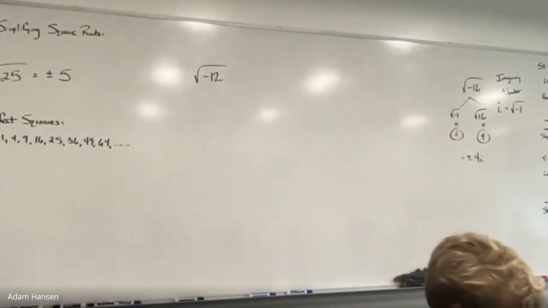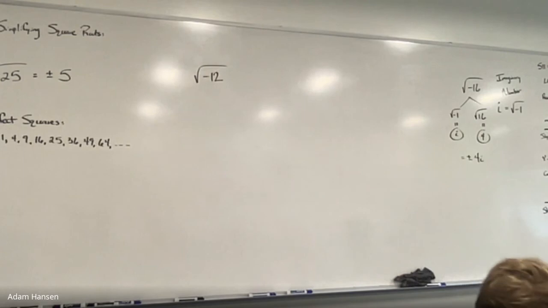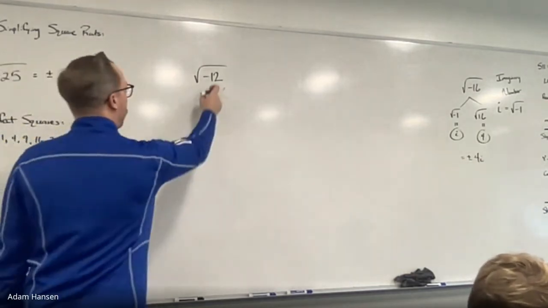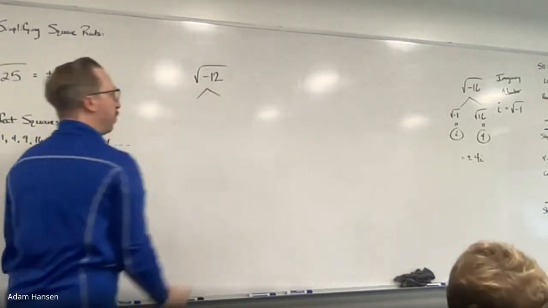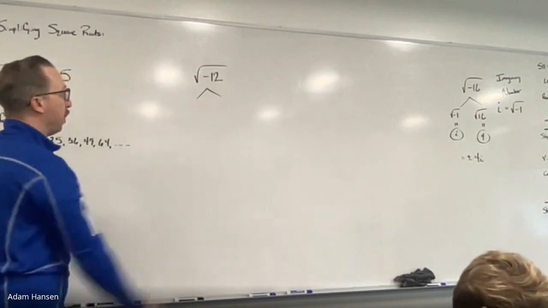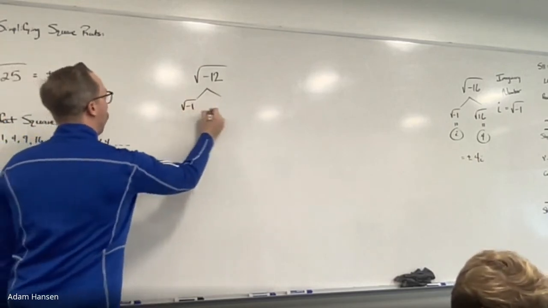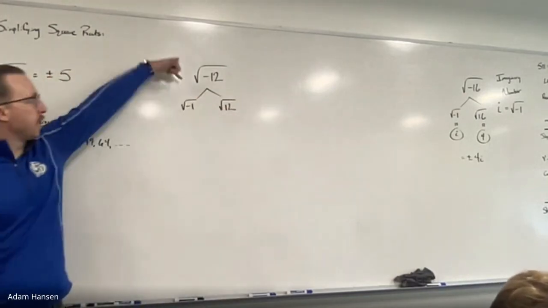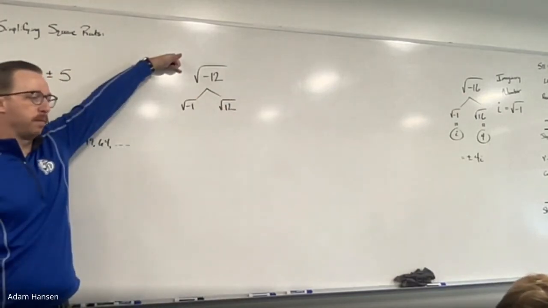A couple of these imaginary ones again. Square root of negative 12. Why do you know it's an imaginary number? It's negative. So when I'm trying to simplify the square root of negative 12, let's break apart the imaginary part from the real part. I'm going to write down the square root of negative 1 and the square root of 12, because 12 times negative 1 gets back to negative 12 again.